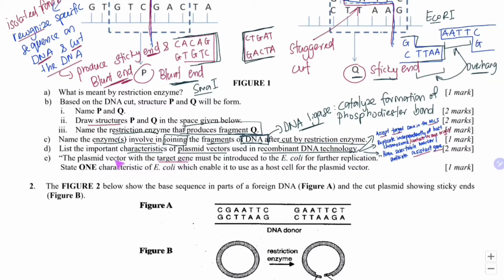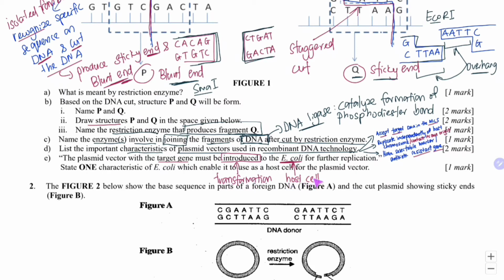Next question, the plasmid vector ataupun DNA cloning vector with the target gene, maksudnya target gene kita sudah berada di dalam plasmid tersebut, must be introduced. So introduce kat sini maksudnya telah dimasukkan ke dalam E. coli. So E. coli pula merujuk kepada bakteria yang berfungsi sebagai host cell. So maksudnya introduce tadi merujuk kepada proses transformation. So at this point dia nak kata target DNA ataupun gene of interest sudah dimasukkan ke dalam plasmid ikut proses insertion, and then after that the product which is the recombinant DNA have undergone transformation, iaitu telah dimasukkan, inserted into the host cell.